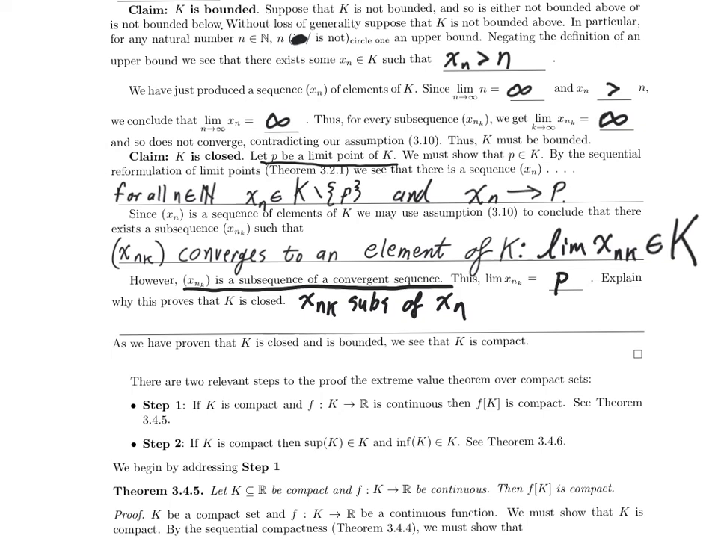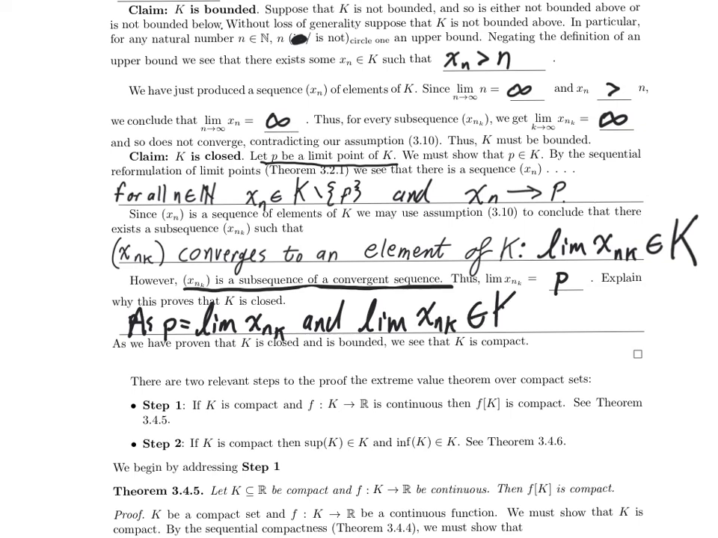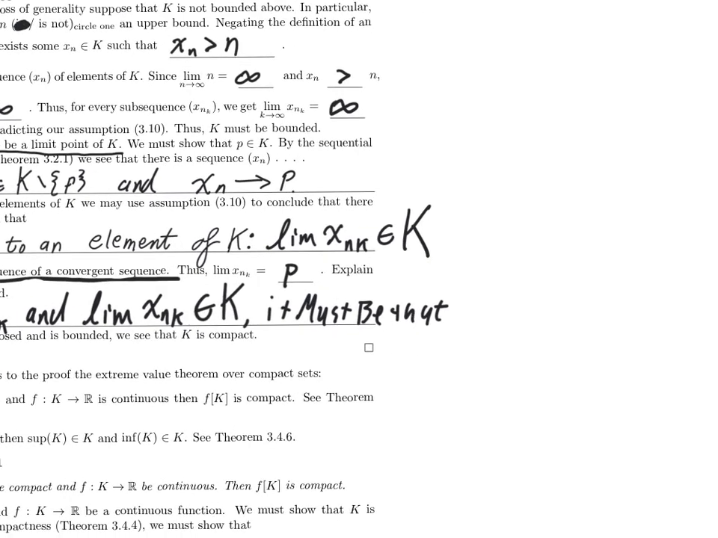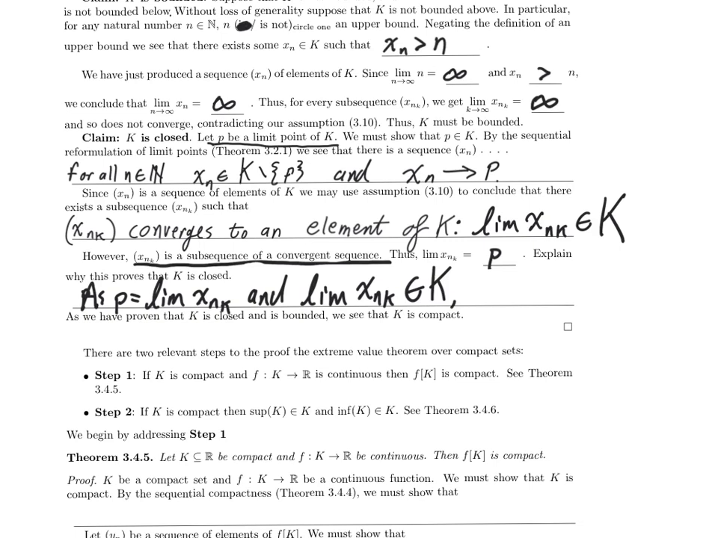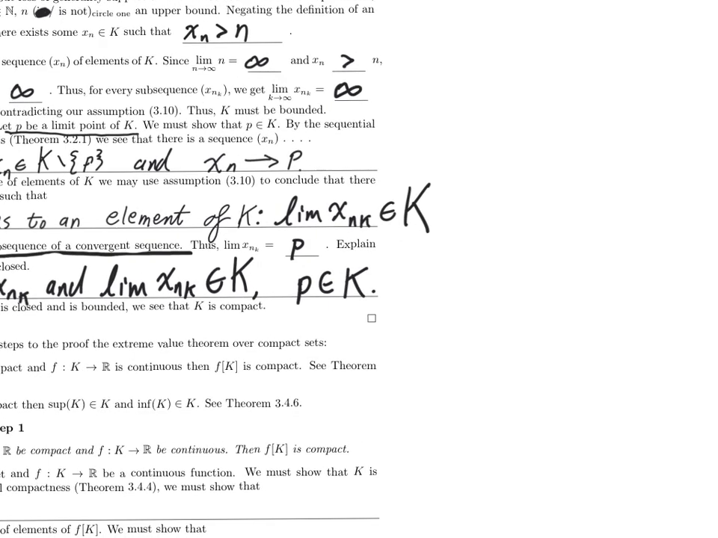So let's get our conclusion because we're basically done. Because P is the limit of x sub n sub k, and x sub n sub k is in the set big K, P is in big K. So I started by considering any limit point of K. Let P be a limit point of K. I concluded that P is in K. That means that K is closed. Thus, K is closed.